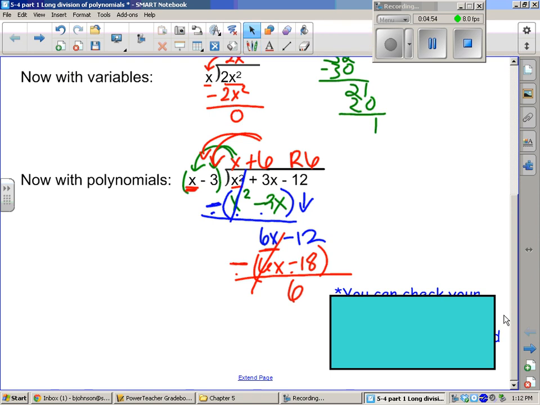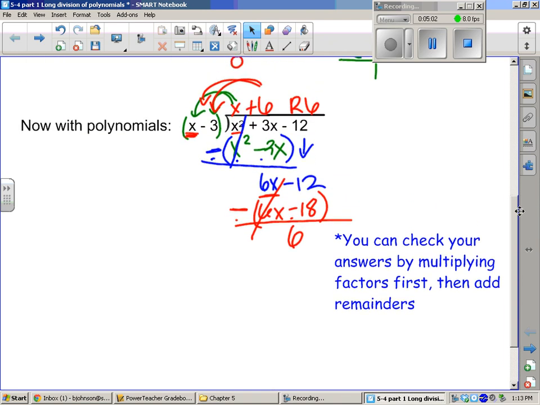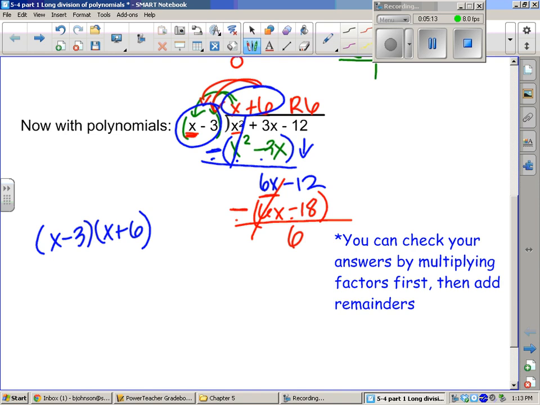And I want to talk about what you can do once you've gotten your answer. Something I'm not going to make you do, but something you can do is multiply the two factors, that was the thing we divided by and the thing we got with our answer. That's x minus 3 and x plus 6. If we were to multiply those together and then add the remainder, that should get us back to our original polynomial.